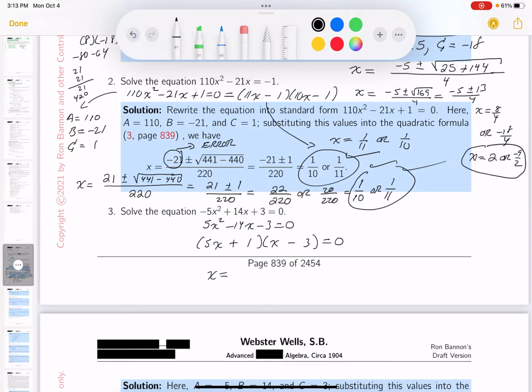X equals, well, what are you going to get? You're going to get minus 1/5. That makes the first factor 0. Or x equals 3 makes the second factor equal 0. Okay, I'm going to use this one over here to write the A, B, and the C down now. What's the A? The A is 5. The B is minus 14. And the C is going to be minus 3.